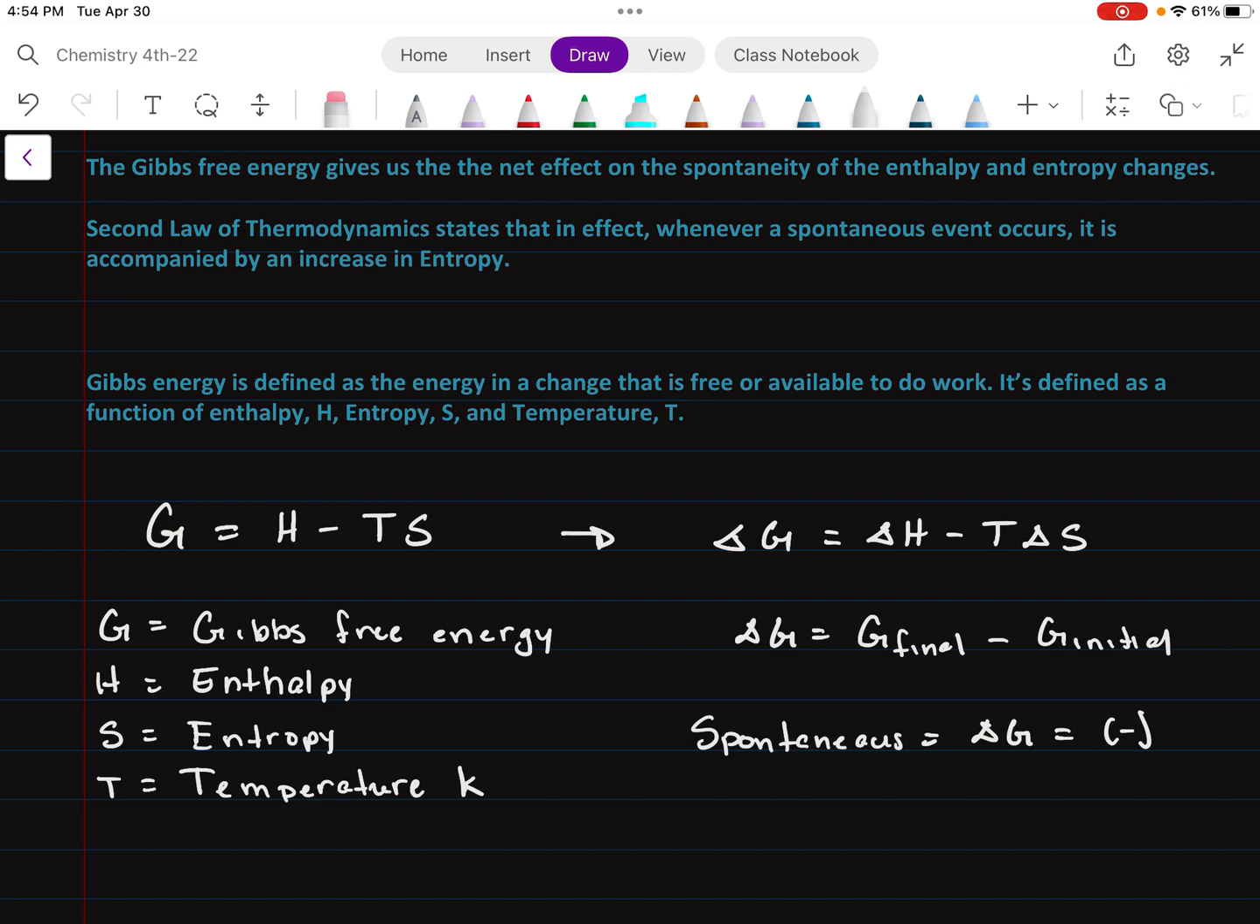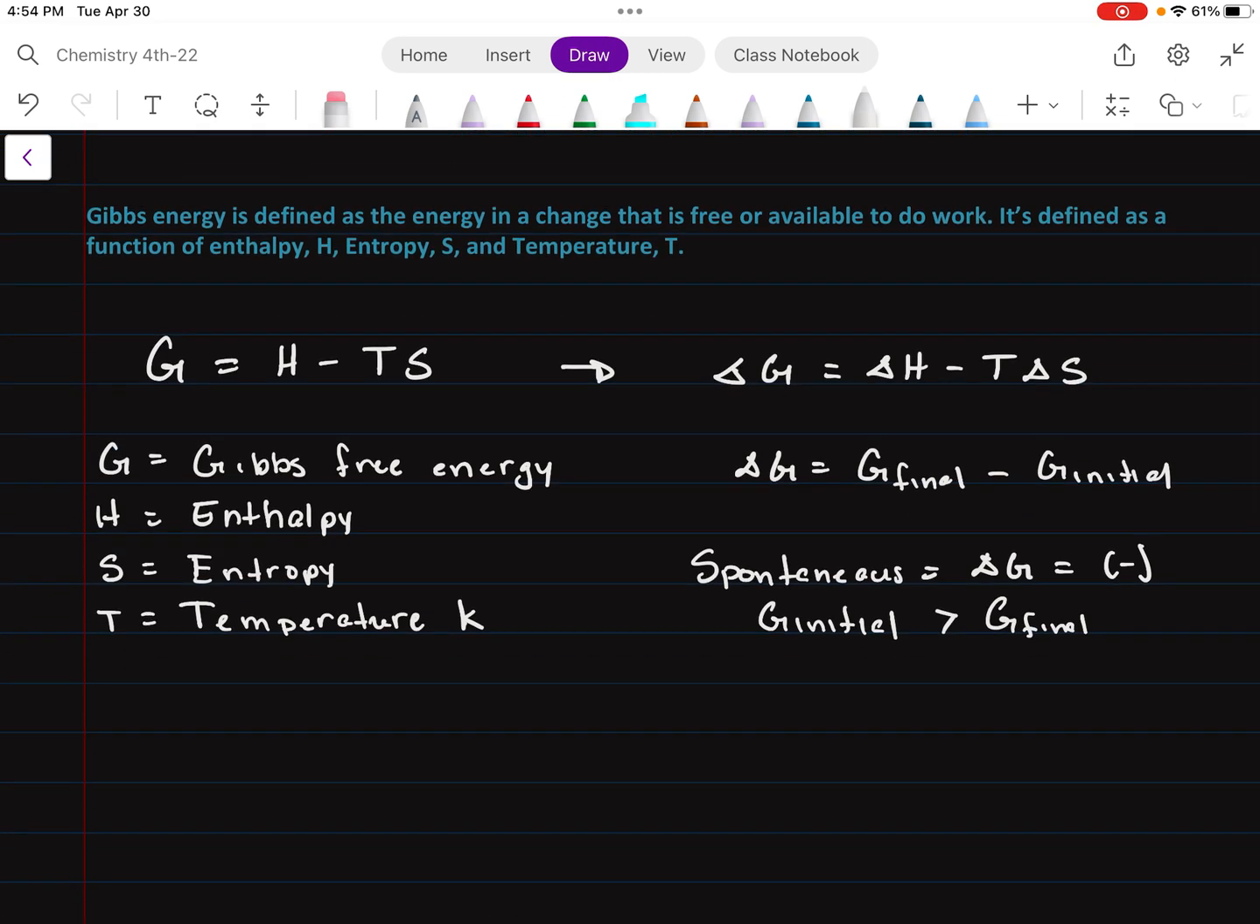It must be negative. Now, if delta G is equal to G final minus G initial, what that means is that the G initial must be greater than the G final in order for this to be a negative delta G and give us a spontaneous reaction, right? Now, let's take a look at what this means in terms of enthalpy and entropy, right? So let's take a look.